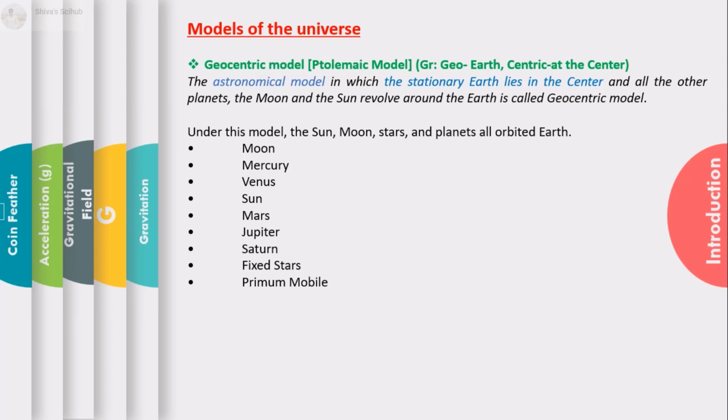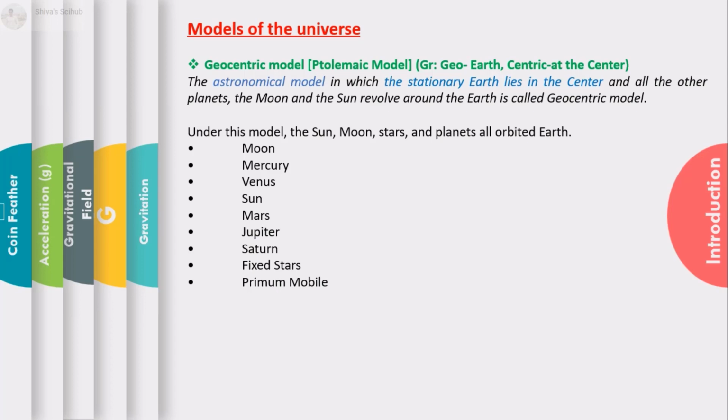Literally, we can define the geocentric model as the astronomical model in which the stationary earth lies in the center and all the other planets, the moon and the sun revolve around the earth. Under this model, the sun, moon, stars and planets all orbited the earth. The nearest orbit was of the moon, while the farthest orbit from the earth was the primum mobile.